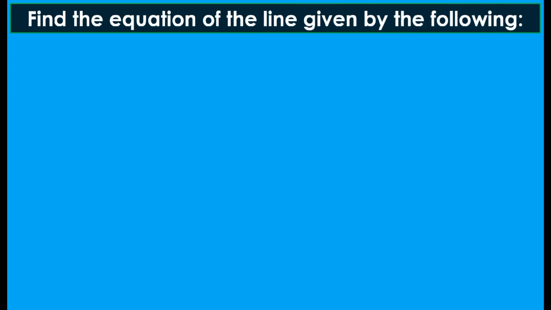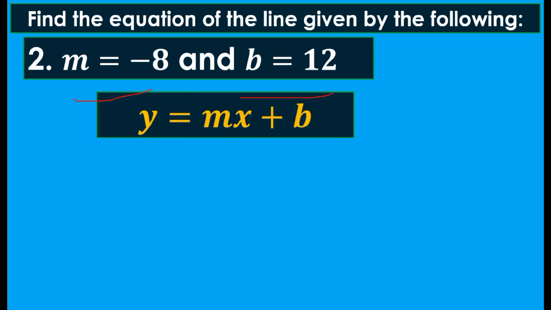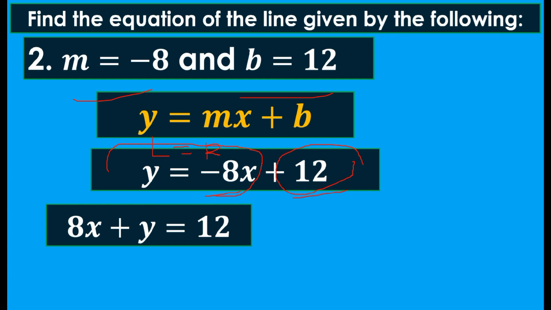Okay, let's have number 2 example. Your m is equal to negative 8, the slope is negative 8, and the y-intercept is 12. So, we substitute in the formula. So, we have y equals negative 8x plus 12. So, si 8x, ililipat natin sa kabila kasi nasa right siya ngayon, ililipat sa left. Okay? The position of your x and your y should be on the left, and what is written only on the right is your 12. So, itong negative 8x, ililipat natin. So, magiging 8x plus y equals 12. So, nasa standard form na siya.